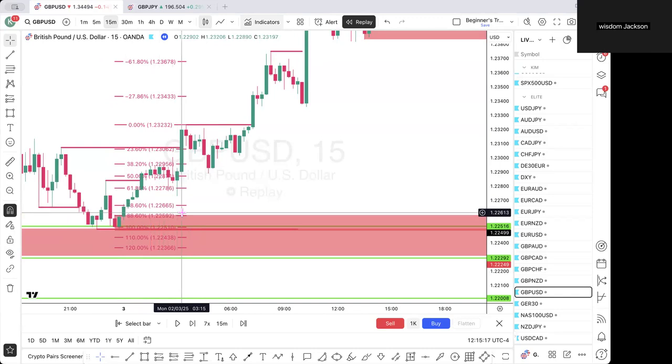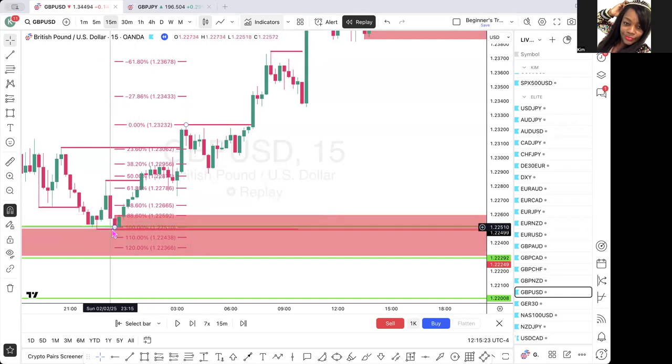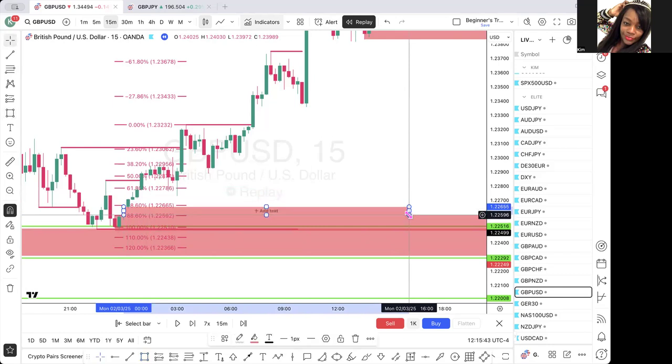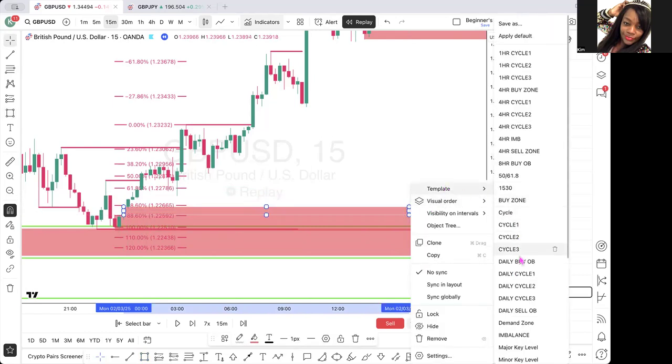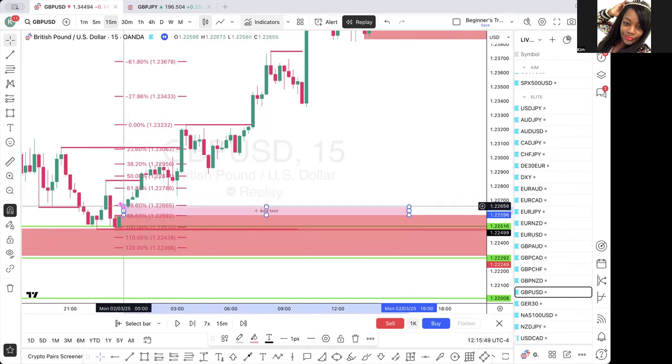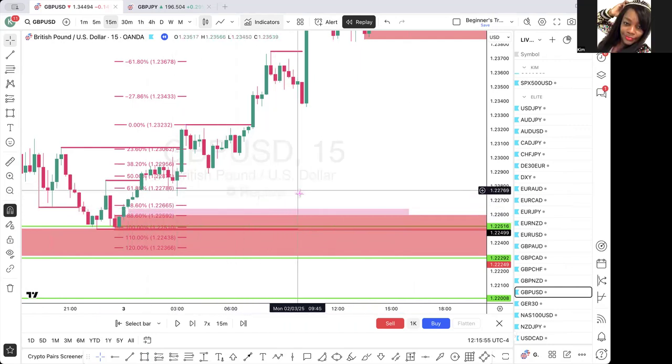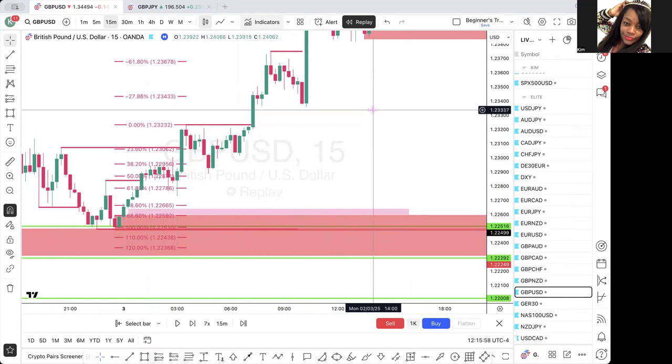this 88 or 78. But see, my demand zone is at the 88. So I would have expected it to go back to the 88. Yes, that's true, but if you trade imbalance, right, which I don't trade, there was an imbalance here, which was at the 78. So there was an imbalance there at the 78. So it could have just tapped into the imbalance and kept moving.